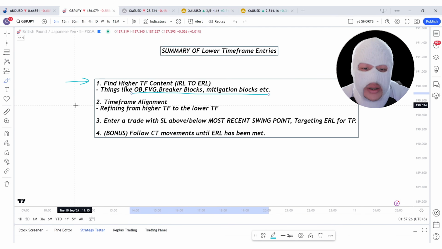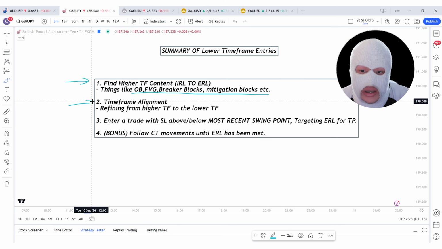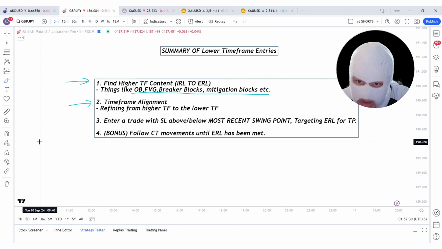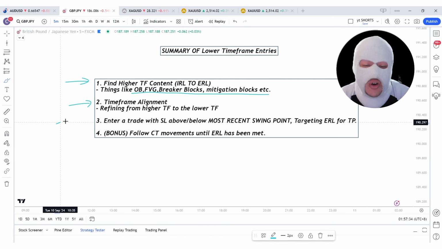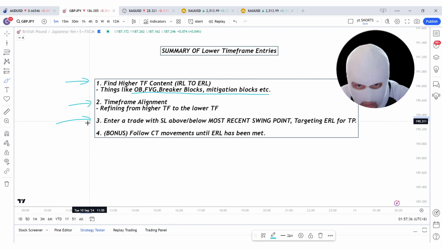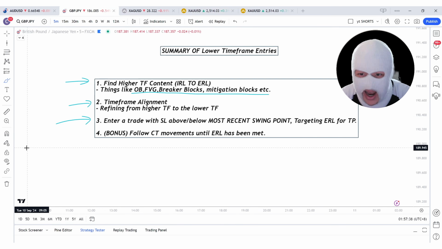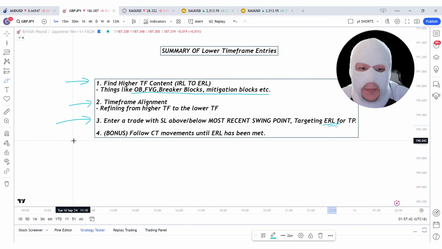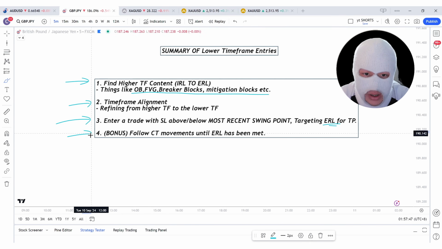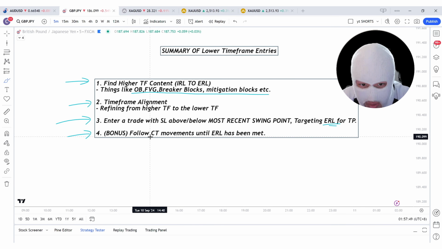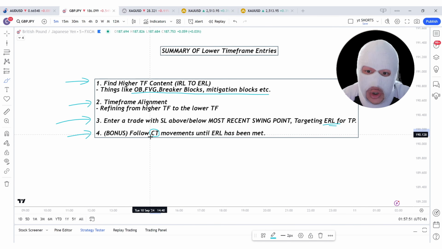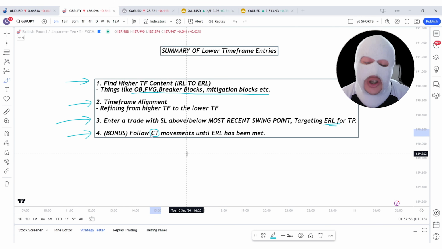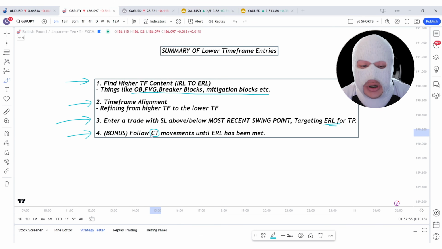Step 2. Time frame alignment with standard entries or clean traffic entries based on the graph above. Step 3. Enter the trade with stop loss above or below the most recent swing point, targeting your external range liquidity, ERL, for your take profit. Step 4. Now, this is a bonus step, so listen up. Follow the clean traffic price leg until you reach your external range liquidity, which is your eventual take profit point.